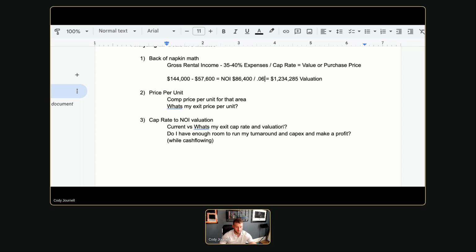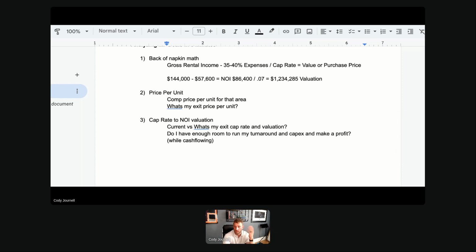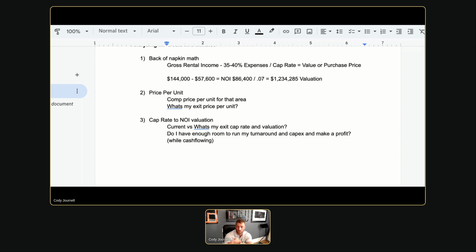Now, flip side of that, if an owner said, "Hey, I'm hoping to get $1 million out of this," well, you look at it and say, "Okay, well, I ran it on a 7% cap rate, 40% expenses. It's coming in at 1.2 right off the bat. They only want $1 million. Maybe I can talk them down a little bit more."